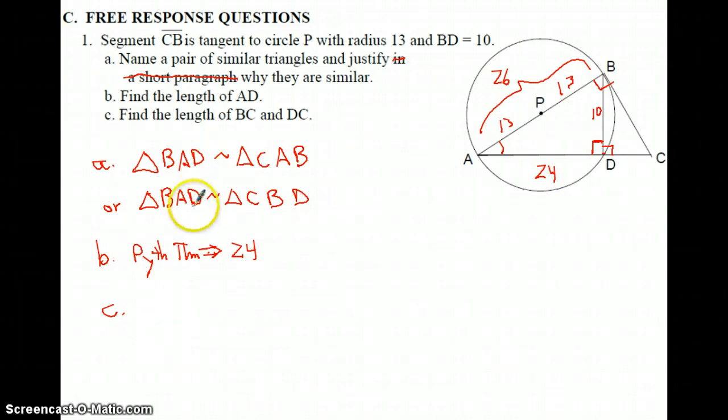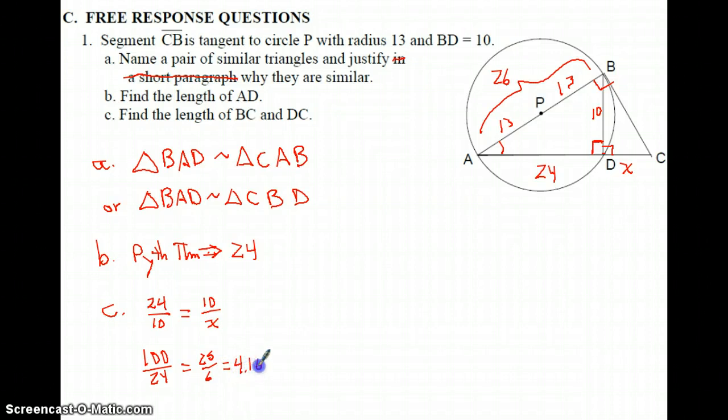Well, I just said all this about similar triangles. And we have geometric means in here too. You can do that. 10 is the geometric mean between AD and DC. So we can find that one pretty quickly. 100 divided by 24. That's just 25/6. Or if you really want that as a decimal, that's 4.16, and that is DC.